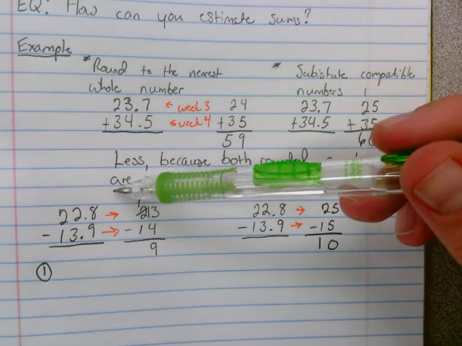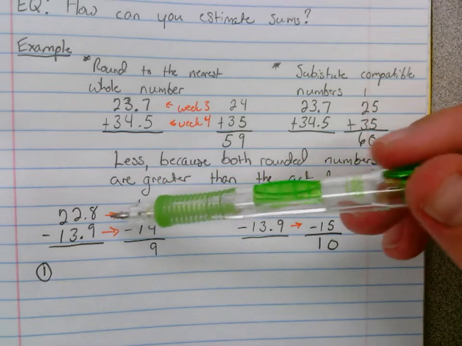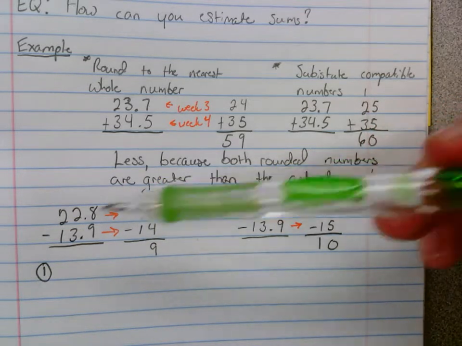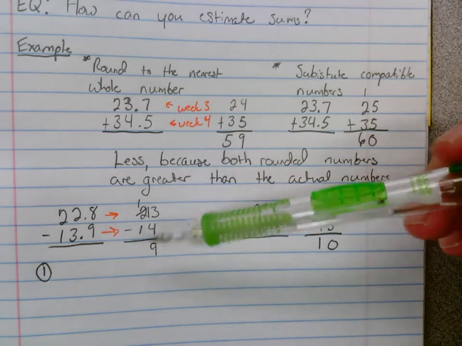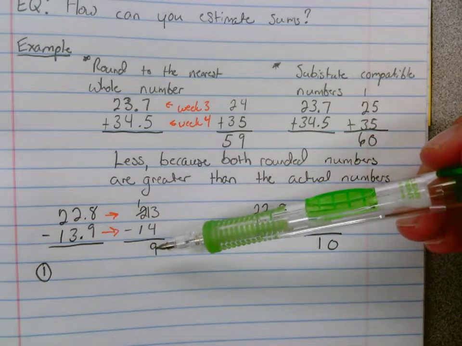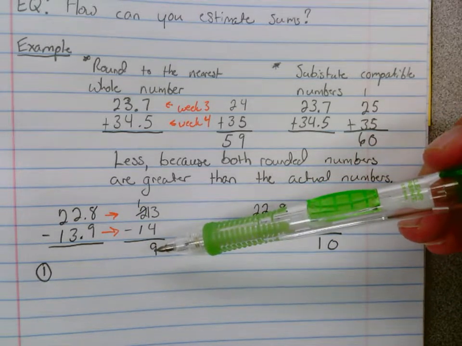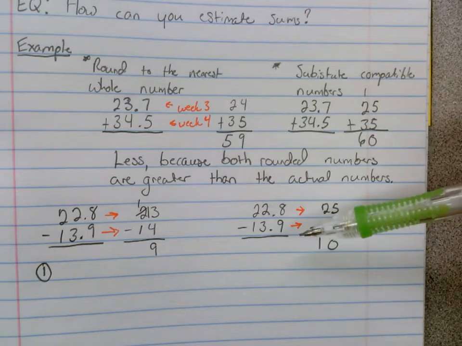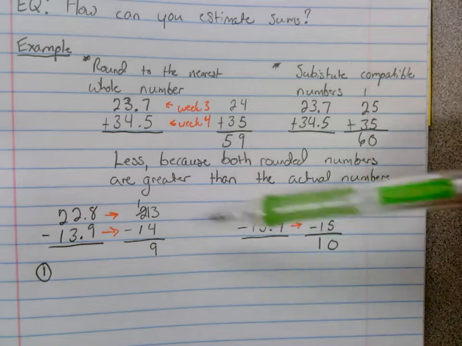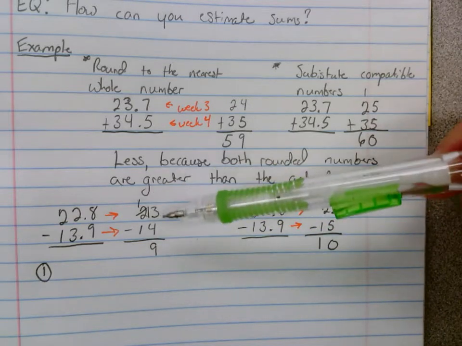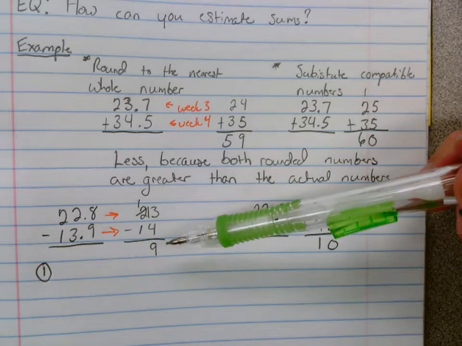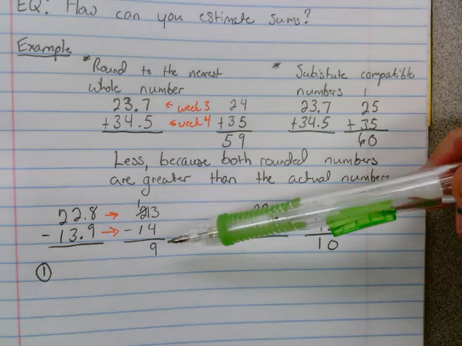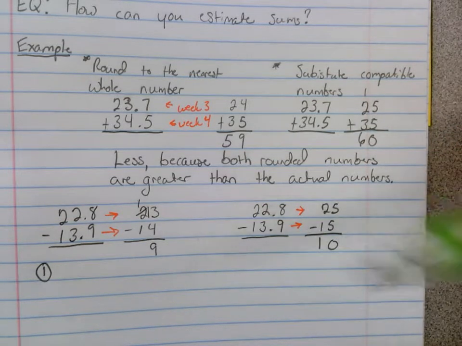So over here we rounded both of these up as well. We rounded 22 and 8/10 to 23. And we rounded 13 and 9/10 to 14. So I know that my actual answer will be less than 9. So that's how I can tell which one is more accurate. Compatible numbers are rounded to the nearest whole number. And in this scenario, rounded to the nearest whole number of 9 would be closer to the original numbers.